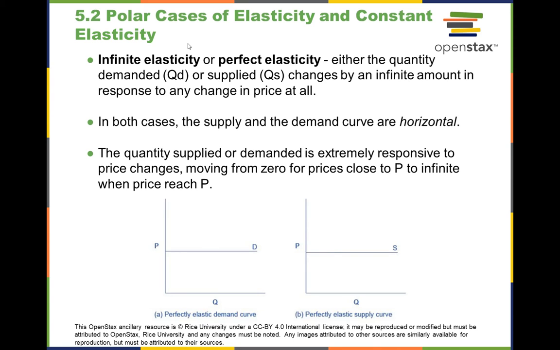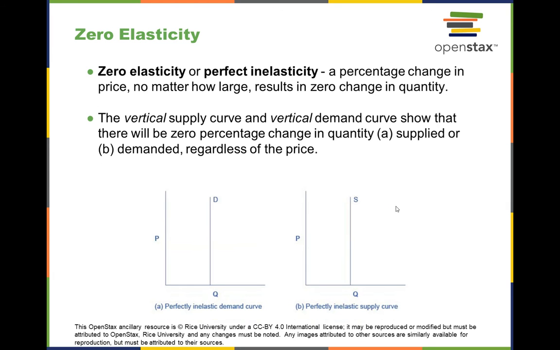So, polar cases of elasticity. Infinite elasticity, or perfect elasticity, is when either the quantity demanded or quantity supplied changes by an infinite amount in response to any change in price at all. In both cases, the supply and demand curves are horizontal. The quantity supplied or demanded is extremely responsive to price changes, moving from 0 for prices close to P to infinite when price reaches P. And there you can see the horizontal curves.